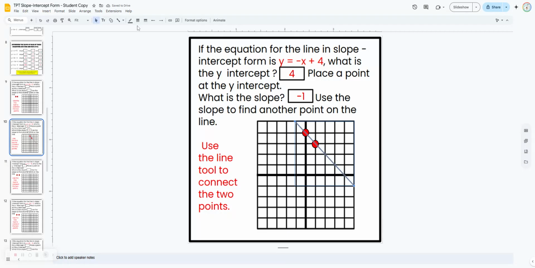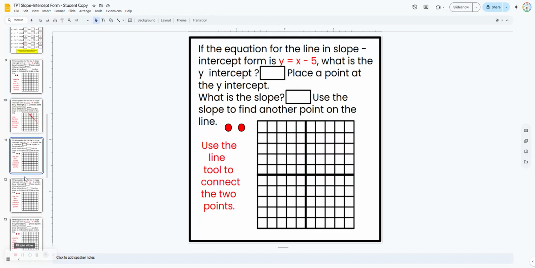Now the students can come up here, they can change the color of the line. They can change the thickness of the line, so they can play around with that and make that their own. They're going to do the same thing with the next several slides. They're going to type in the y-intercept. They're going to determine the slope, find the first point, which is at the y-intercept. Here it would be (0, -5). If the slope is 1, then we're going to go up 1, rise 1 to the right 1. And then they can just place a line through those 2 points.